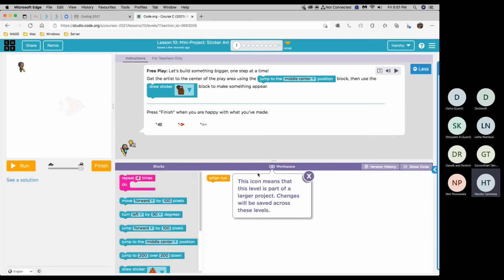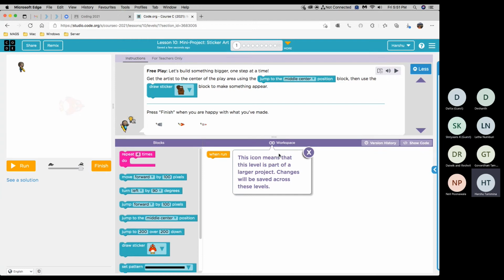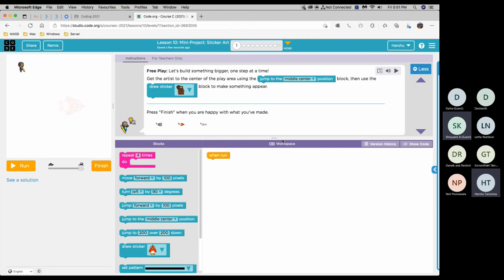And then, this icon means this level is part of a large project. Changes will be saved across levels. So, who wants to give this a try? Wait, where's... I can't... Sorry? Okay. What happened? Okay, nothing. I just found it. Does anyone want to give it a try? Who wants to do it? Can I? Yep, sure.